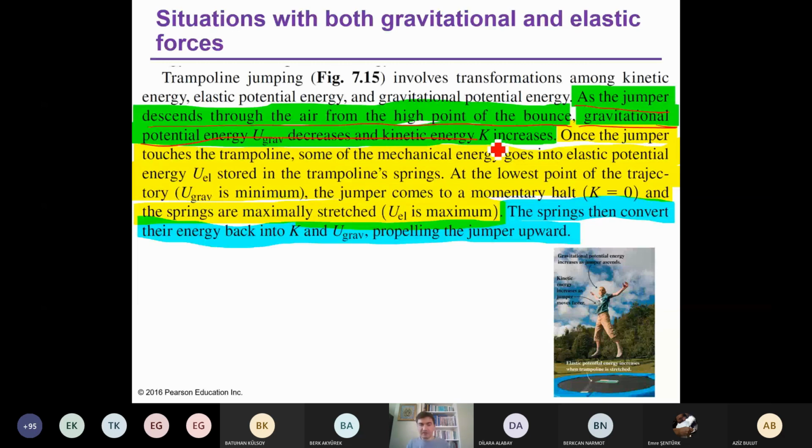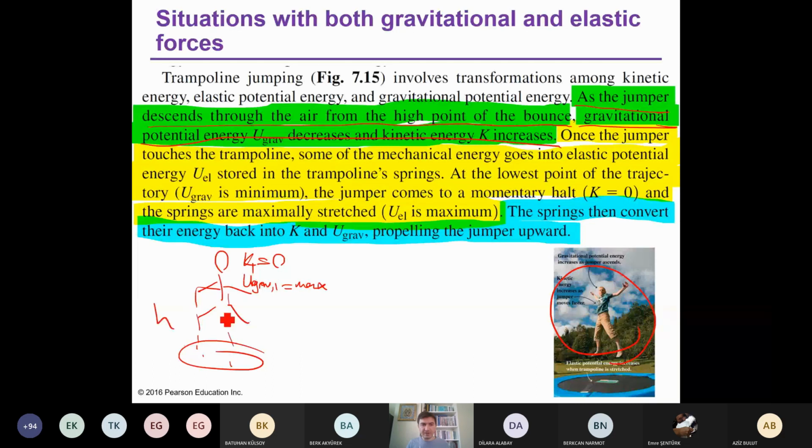Okay? Here at this condition, let's consider this is the trampoline and this is the child. And here, let's say at the maximum height, kinetic energy is 0 and it has maximum gravitational potential energy at this certain height, okay? And when he is moving downward, some part of the gravitational potential energy is converted to kinetic energy. Now kinetic energy is different from zero, okay? And gravitational potential energy decreases when he is moving in this direction. Whenever he touches the surface of the trampoline, let's consider this is y equals 0, gravitational potential energy is 0, and kinetic energy is maximum.